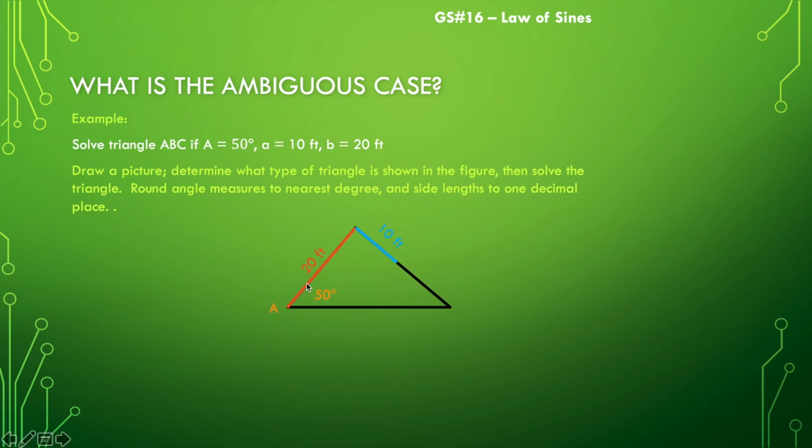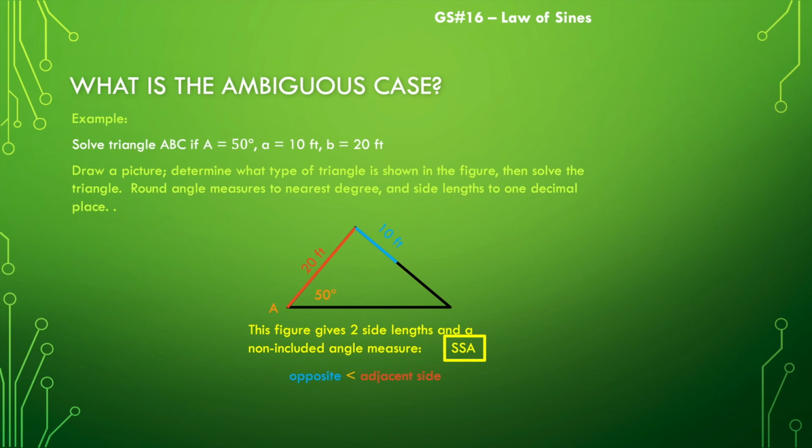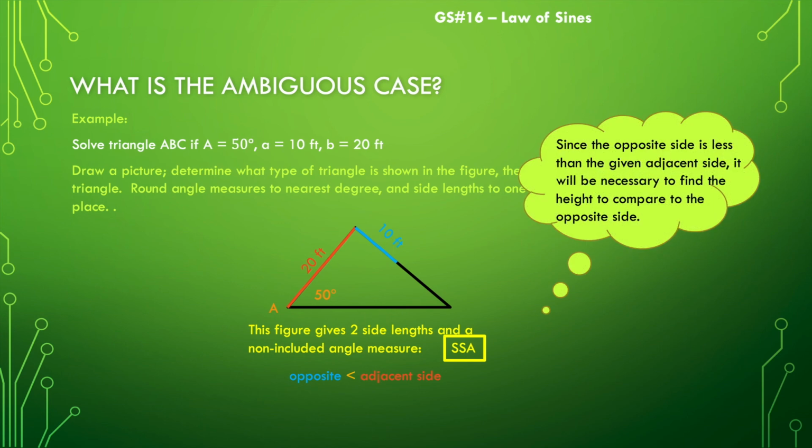I'm going to put my adjacent side right next to the angle measure, the 20 feet. And then I'm going to put my opposite side across from it. Now notice, I still have two sides and a non-included angle, so this is an SSA case. And I am a little concerned because that opposite side is shorter than the adjacent side. I need to know, is it longer or shorter than the height? Okay, so I need to do that calculation.